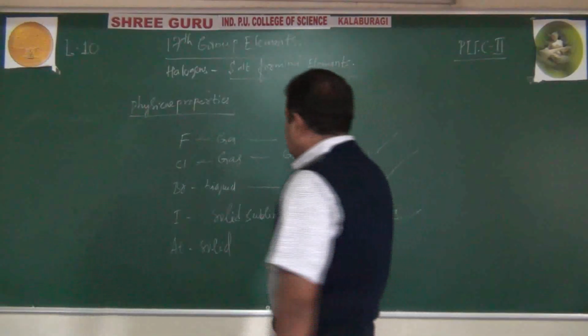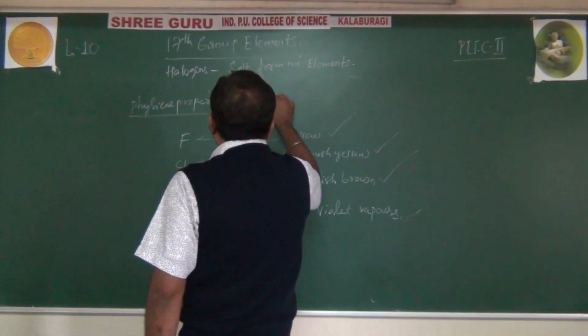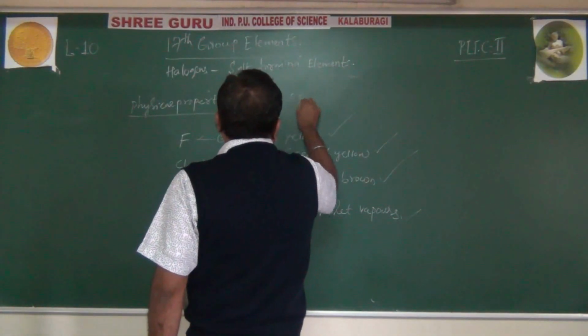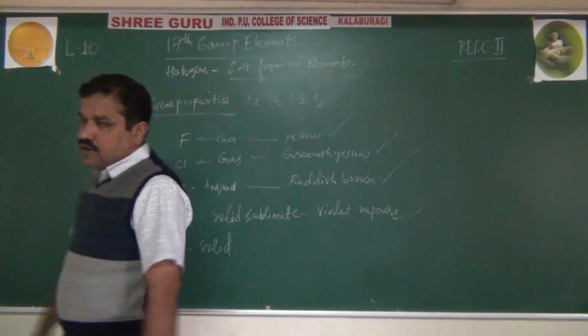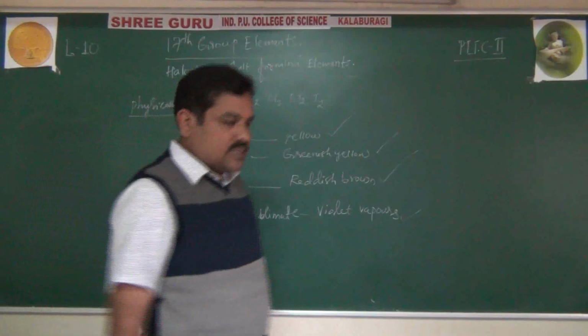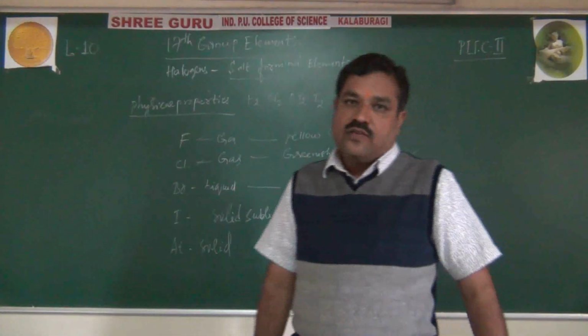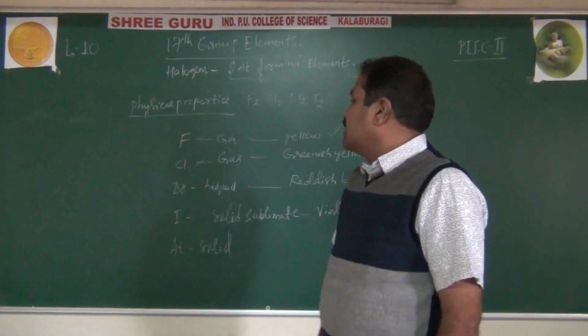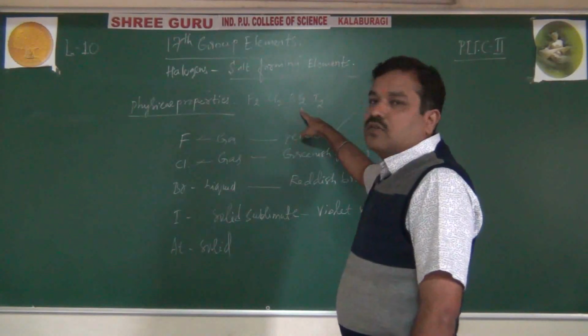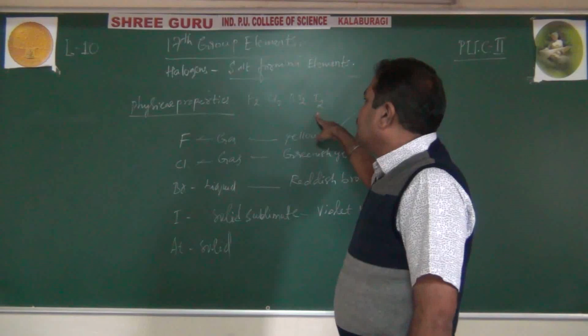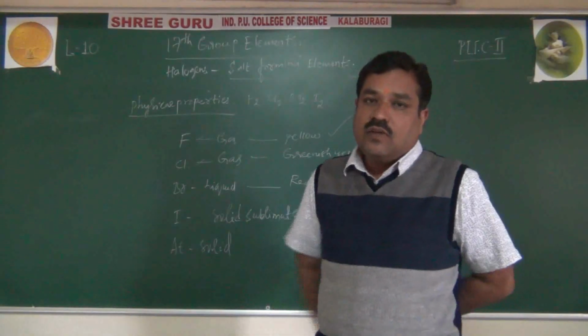But generally, in what form do they exist? Diatomic: F2, Cl2, Br2, I2. They are homonuclear diatomic molecules containing single covalent bonds. Okay, fluorine is yellow in color, chlorine is greenish yellow with a pungent odor, and iodine gives violet vapors, also with a highly pungent odor.